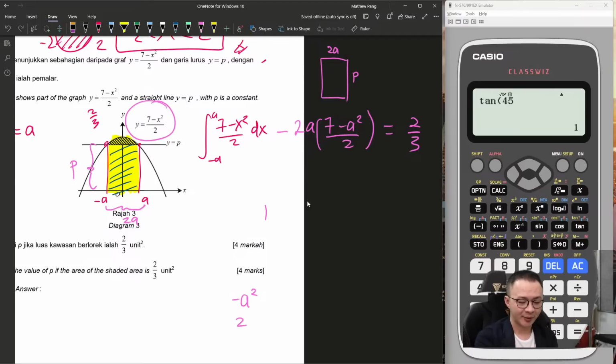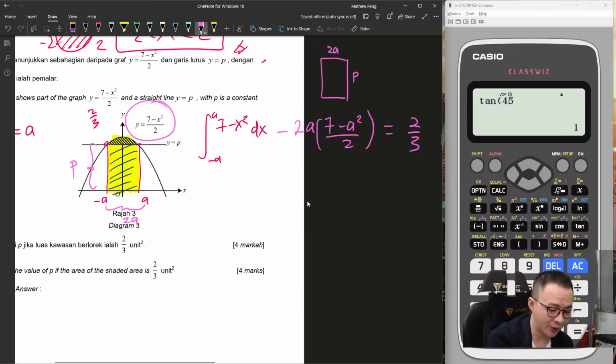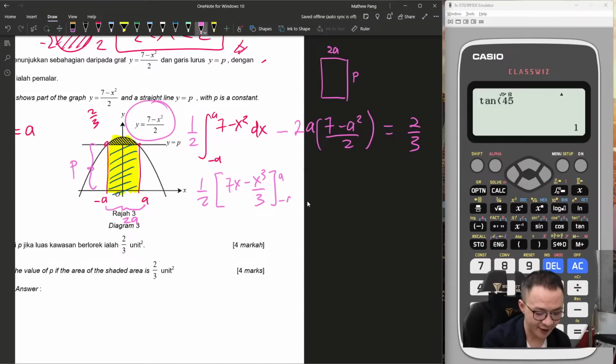Yeah. Now everything is in terms of a, then it should be more friendly. The 2 I can take out, become 1/2 outside here. Okay, then I will just integrate this thing. So this one will give me 7x minus x cubed over 3, then from negative a to a, minus this one I simplify. I should get something like minus 7a plus a to the power of 3 equals 2/3.